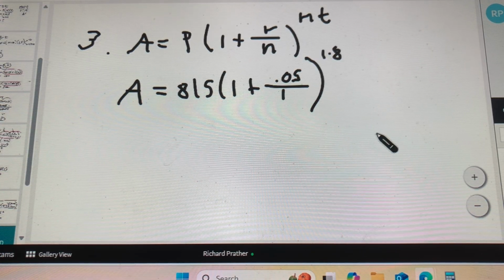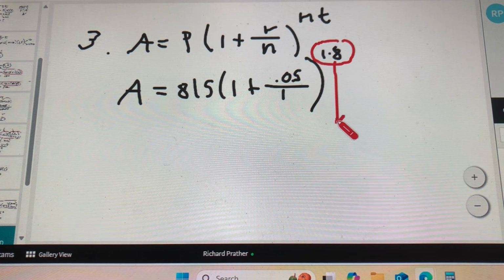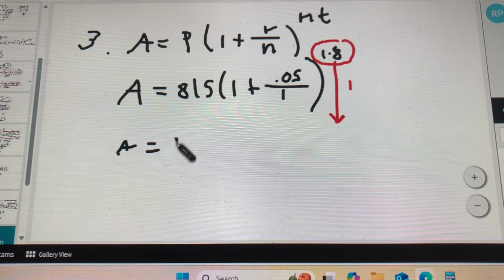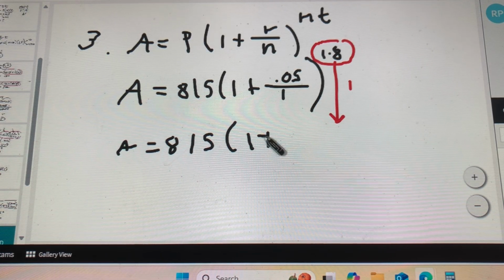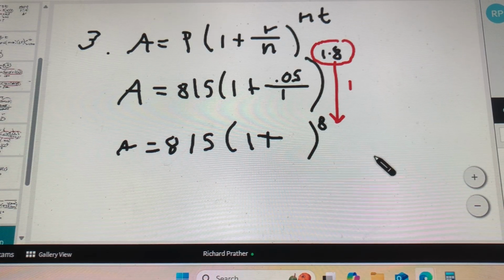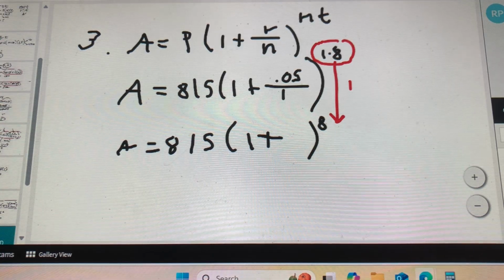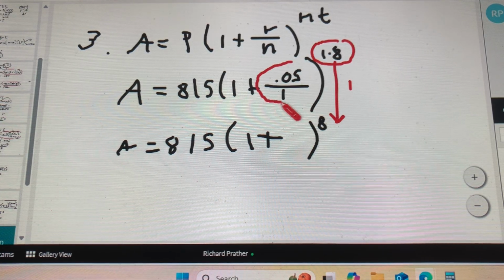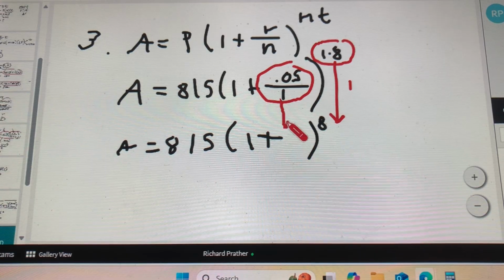So there's really 4 steps to do. 2 of them in this case are very easy. I do the exponent first. Eight times 1 is 8. Hopefully that's easy. If it's not, use a calculator. Second step, do the fraction. This sometimes is hard, but this time it's really easy because anything divided by 1 is itself, 0.05.